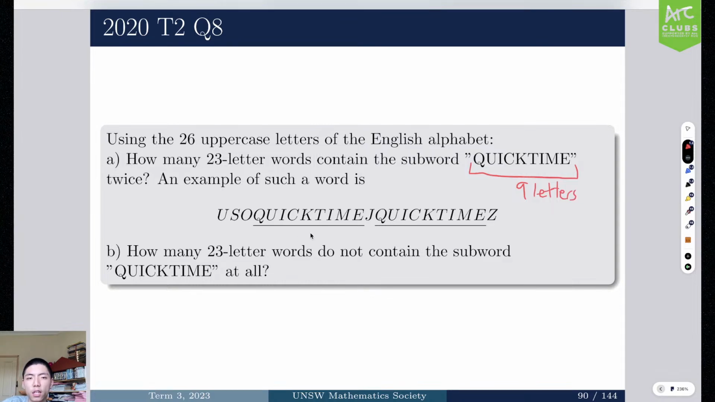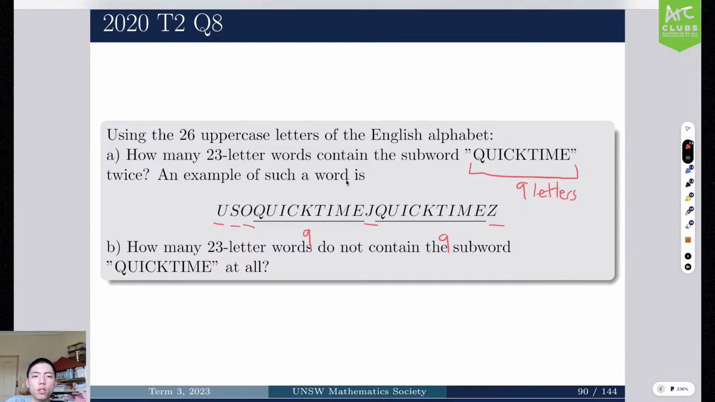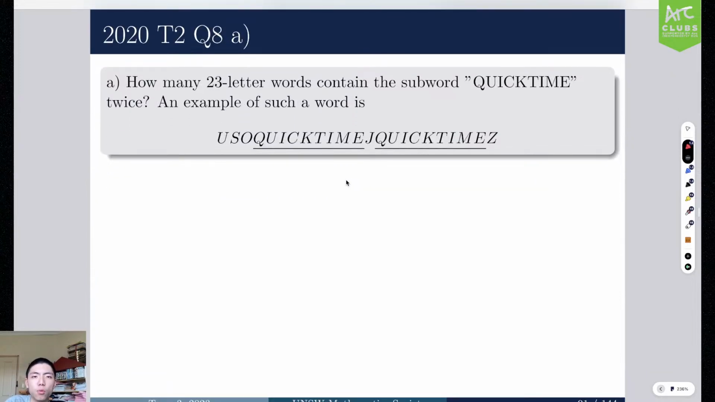So if there are 9 letters in QuickTime, then there should be 18 letters that are purely devoted to just having QuickTime alone, and then there would be 5 letters around it. So 1, 2, 3, 4, and 5 letters that are left over. Okay, so how many 23 letter words contain the subword QuickTime twice?